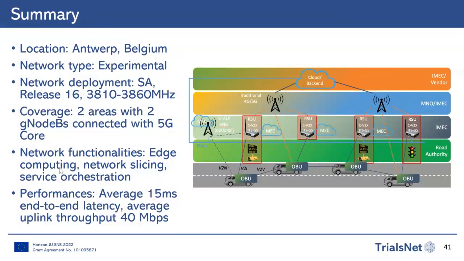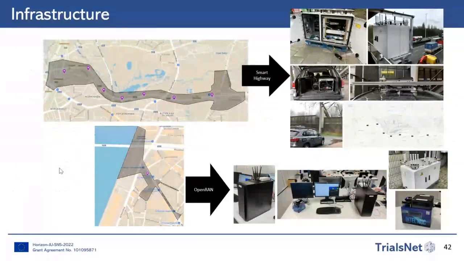To give you some hints on what performance you can expect for your use case if you deploy it in such an environment, we achieved so far in our testing campaigns on average 15 milliseconds end-to-end latency or round-trip time, with an average uplink throughput of 40 megabits per second. This, of course, gives you an idea of what figures you can achieve, with a bit more flexibility that you can expect in the deployment due to the open source solutions that we use.